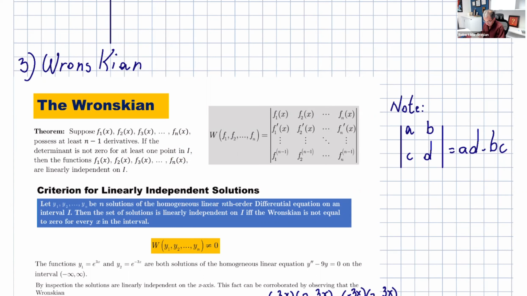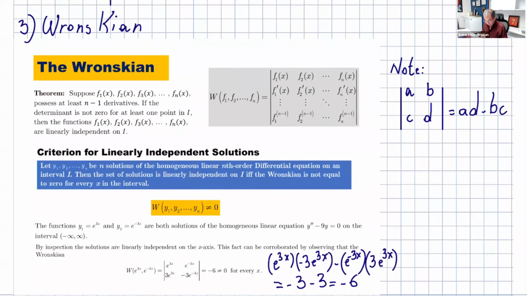The example is very easy to see. You have the set of functions, and you calculate the Wronskian. You put your functions here, and you take the first derivative, and then the second derivative, until f to the power of n minus 1, and you calculate the determinant of that. That's the notation for the determinant. If that's not equal to 0, then you can say they're linearly independent.